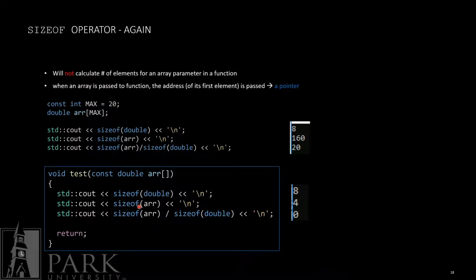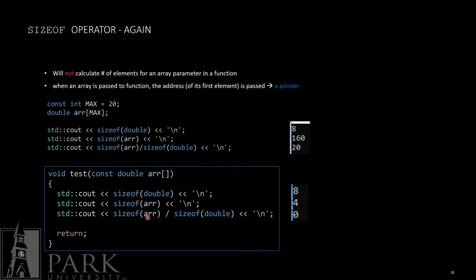So here we've passed it in. It is now a pointer, not an actual array, and the size of this pointer is going to be 4 bytes, okay? And then if we divide 4, the size of the array, by the size of a double, which is 8 bytes, we get 0.5. Of course, since we're doing integer math, we don't have decimals, so it's going to truncate it, and we are left with 0, right?